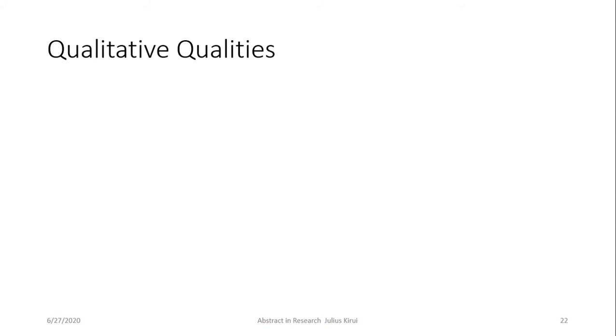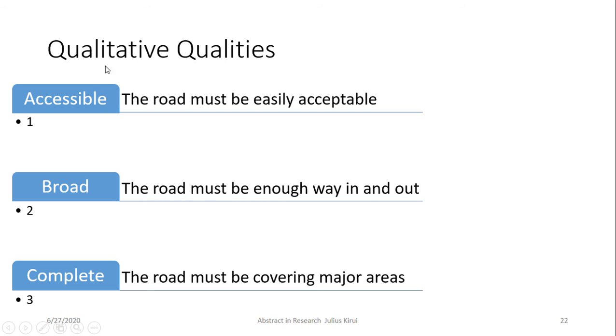Qualitative qualities of a good road. It must be accessible. The road must be easily acceptable. We can access without any problem. In other words, it is acceptable. You know, something beautiful about the road, it doesn't discriminate. Broad. The road must be enough way in and out.